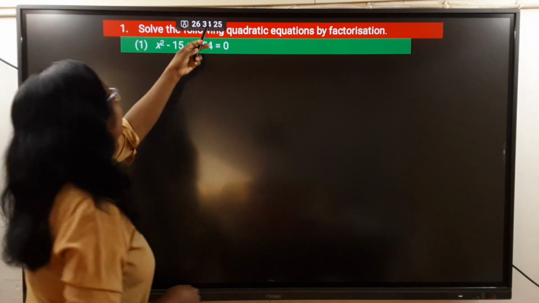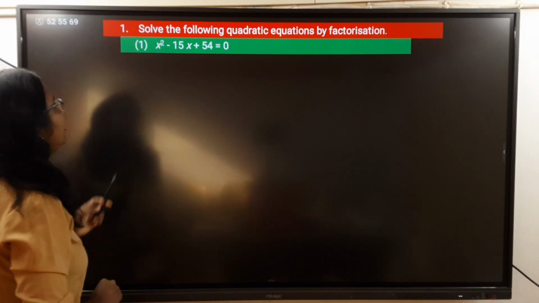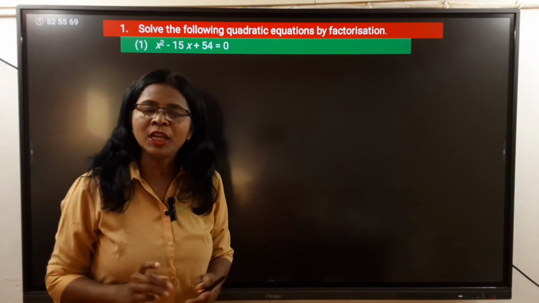Now we are going to solve the examples in the practice set 2.2 for the chapter Quadratic Equations. So let us see the first example, students. The first question is, solve the following quadratic equations by factorization. First example is x square minus 15x plus 54 is equal to 0.